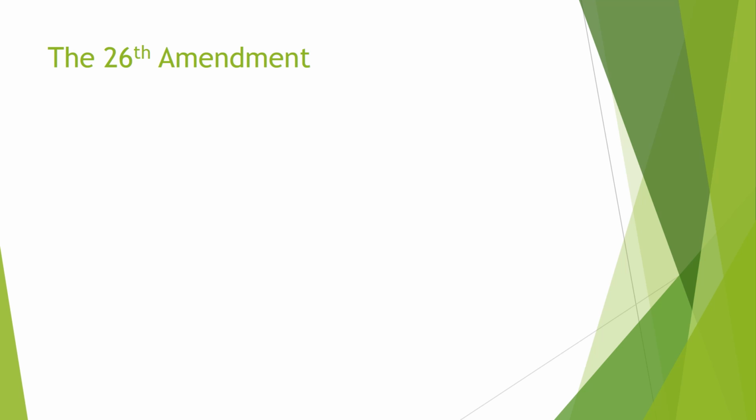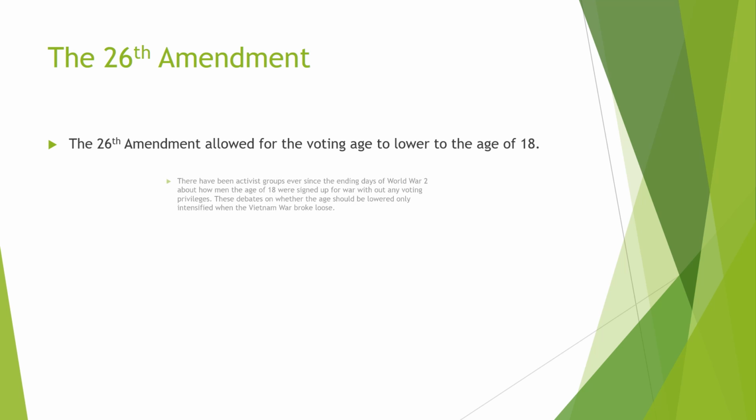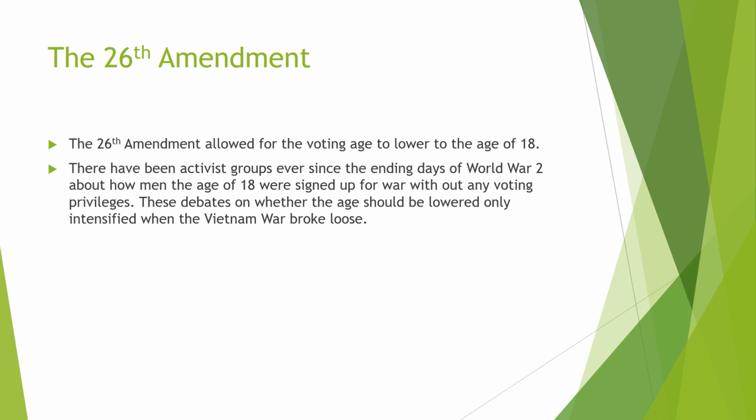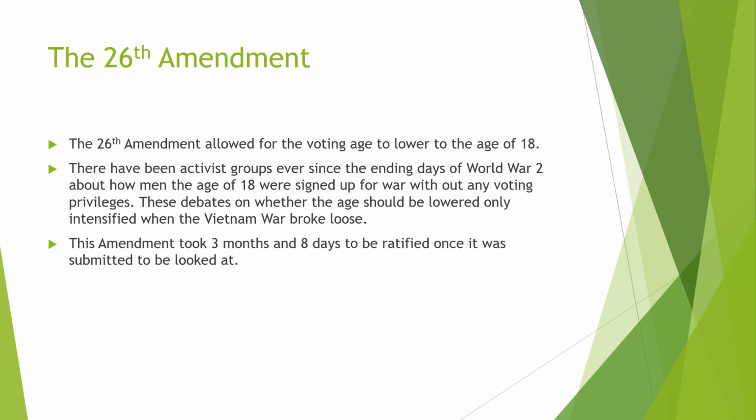The 26th Amendment. The 26th Amendment allowed for the voting age to lower to the age of 18. There have been activist groups ever since the ending days of World War II about how men the age of 18 were signed up for war without any voting privileges. These debates on whether the age should be lowered only intensified when the Vietnam War broke loose. This amendment took 3 months and 8 days to be ratified, once it was submitted to be looked at.